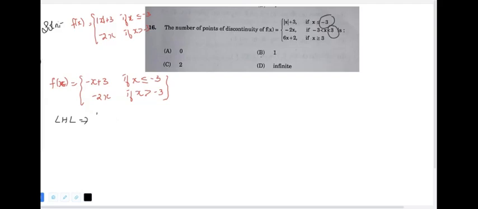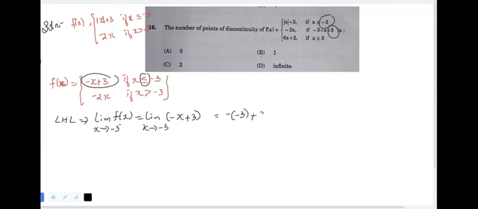LHL will be limit x tends to minus 3 negative f of x. Negative means we are selecting the function which is for values lesser than minus 3. So next line we can write limit x tends to minus 3, the value for the function will be minus x plus 3. Now by substituting the value of x, we get minus of minus 3 plus 3, which is 3 plus 3, that will become 6.